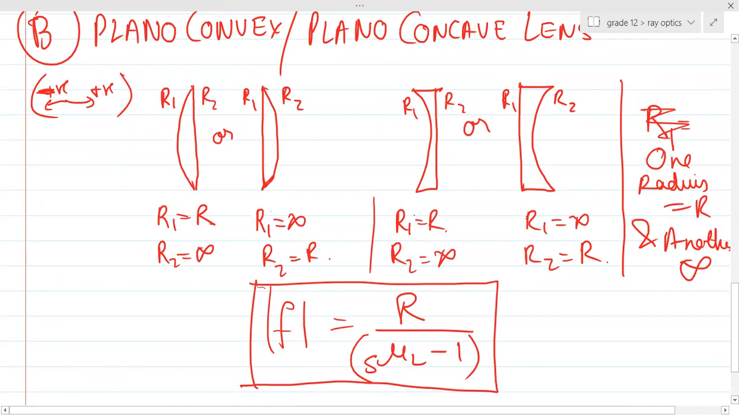mu minus 1. This is the focal length for a plano convex lens or a plano concave lens. Magnitude I'm talking about, only magnitude. Is it clear? Is it clear, guys?